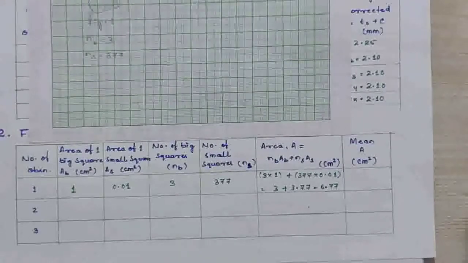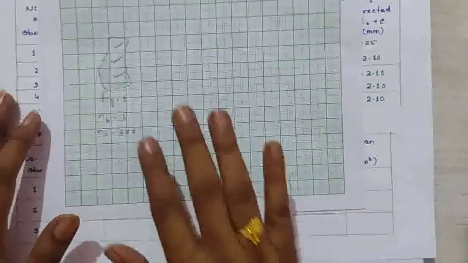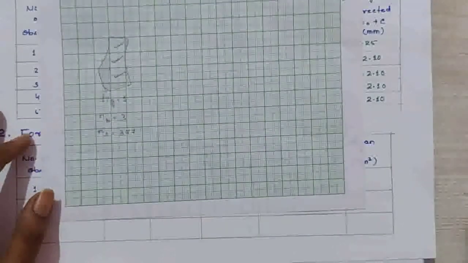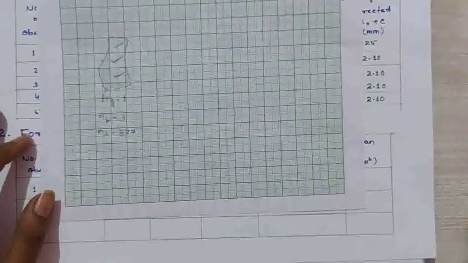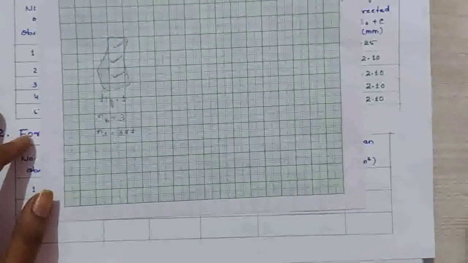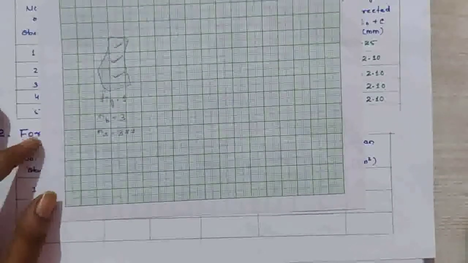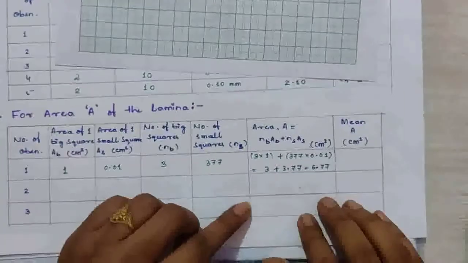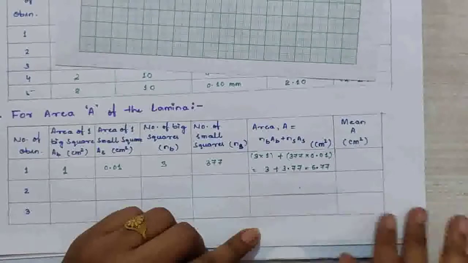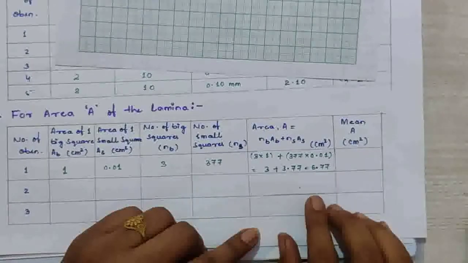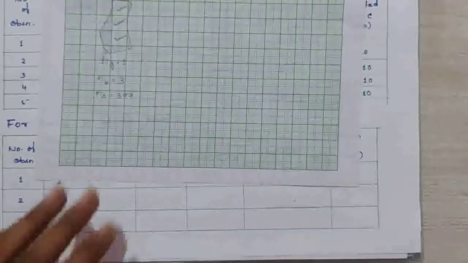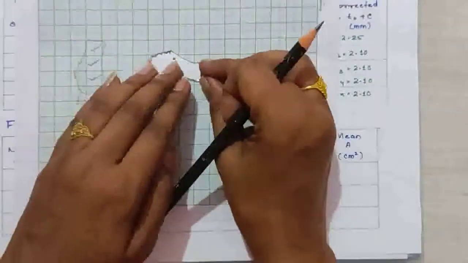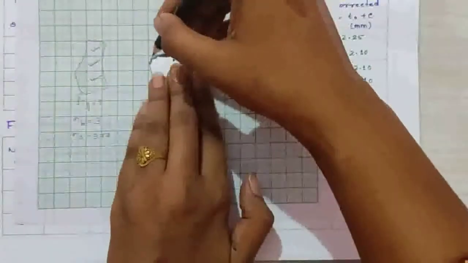lamina, and then we have to count similarly the number of big squares and small squares lying within the outline of the lamina. Okay, so that will be equal to one second. Yes, okay. So now let me take the lamina here. We can take one more. We can take any shape in another form also.